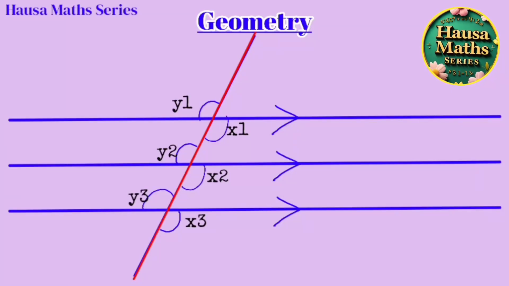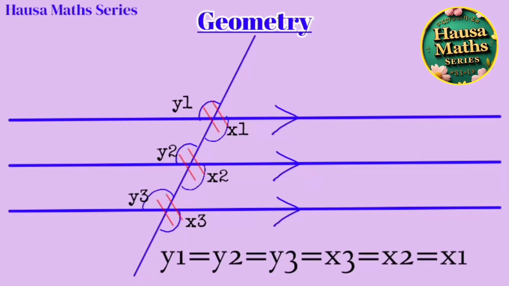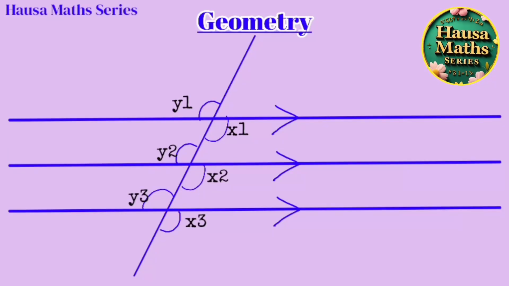Once a straight line crosses or intersects parallel lines like this, it forms different angles, which are called opposite angles. X1, X2, X3 are all equal. Y1 is X1, Y2 is X2, Y3 is equal to X3. So they are all equal. These are called opposite angles. After opposite angles, we have corresponding angles, this one and this one. The corresponding angles are also equal.